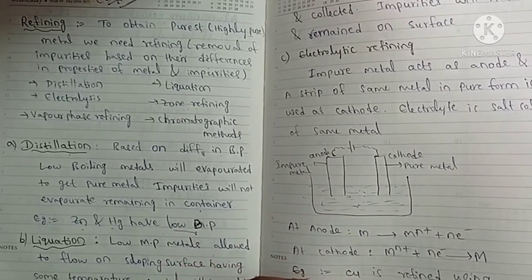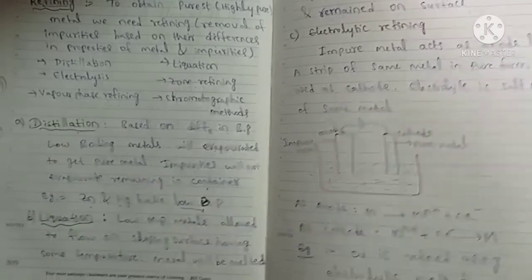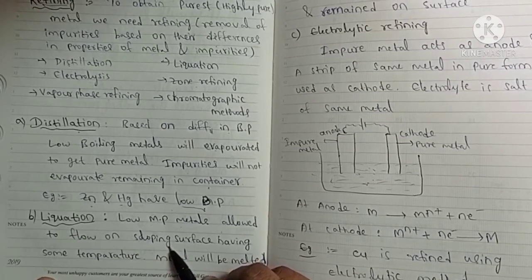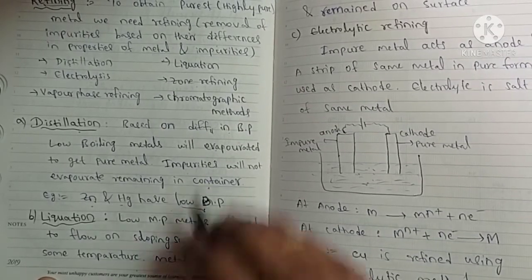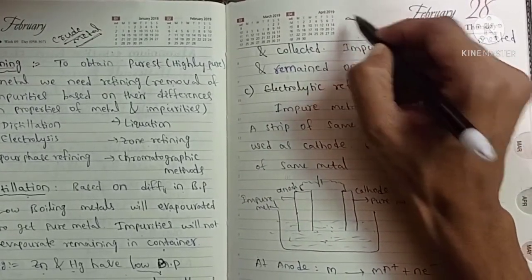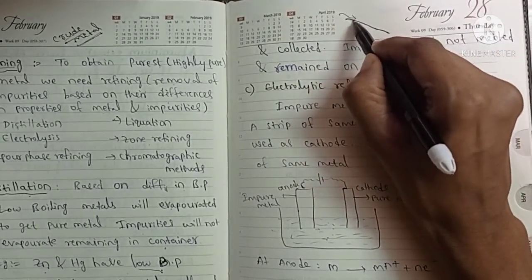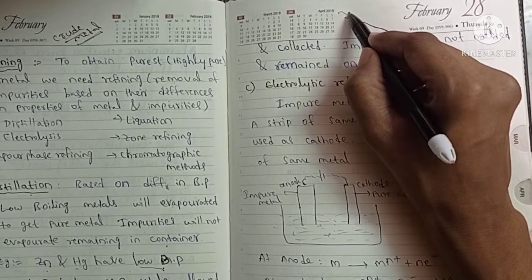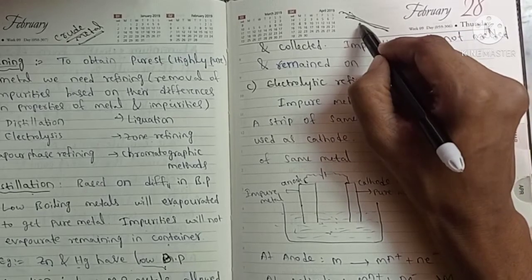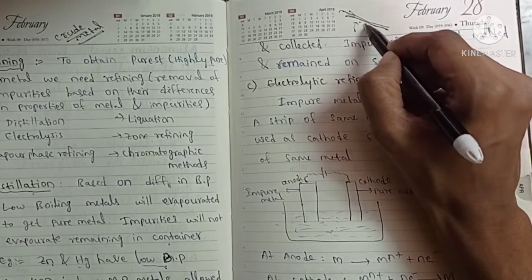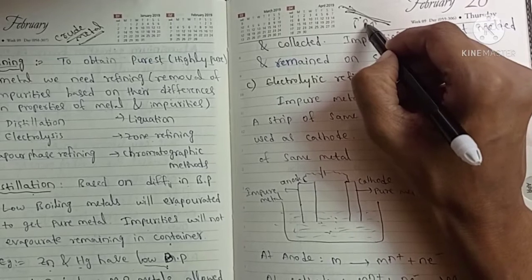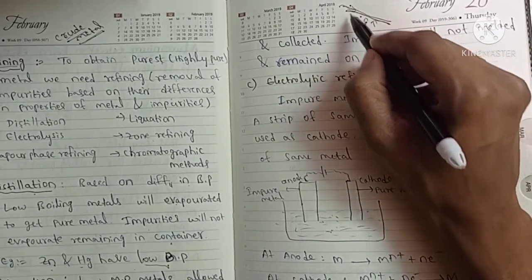Okay. Then the liquation process. In liquation, low melting point metals are allowed to flow on a sloping surface having some temperature. We take one sloping surface, for example, this one. We flow the impure metal, which contains crude metal and impurities, through this surface. This surface contains some heaters, so it has some temperature. The metals having a low melting point will melt.